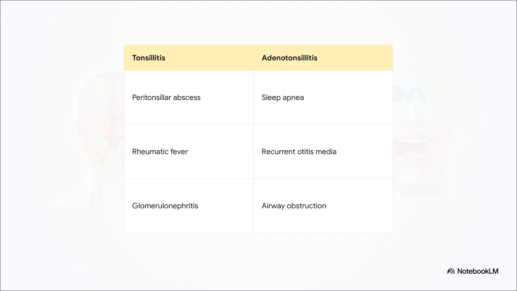You really need to memorize this divergence. Tonsillitis carries severe systemic risks. We're talking paratonsillar abscesses and those terrifying immune-mediated conditions like acute rheumatic fever and post-streptococcal glomerulonephritis. Adenotonsillitis, on the other hand, carries major anatomical and airway risks. That chronic obstruction can lead to obstructive sleep apnea, recurrent otitis media, recurrent sinusitis, and profound, dangerous airway obstruction. It's two different disease pathways, leading to two totally different sets of complications.